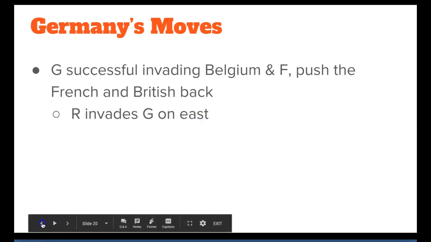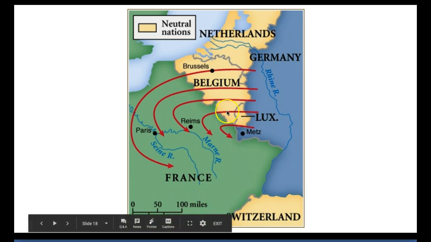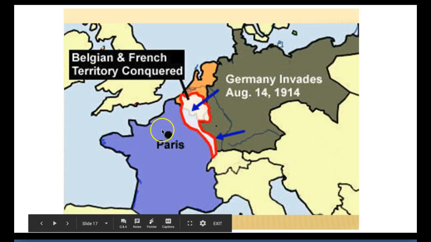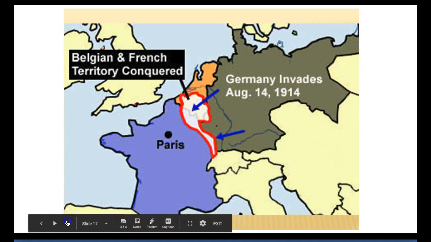Okay? So let me show you that right here. So all of Germany's forces are located here. Russia invades on the eastern side, and so Germany has to take half of the forces away from the Western Front, splits the forces, and sends them to fight the Russians on the east.